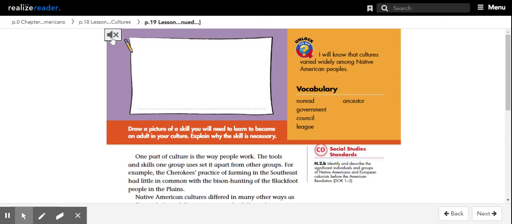I will know that cultures varied widely among Native American peoples. Vocabulary: nomad, government, council, league. Draw a picture of a skill you will need to learn to become an adult in your culture. Explain why the skill is necessary.